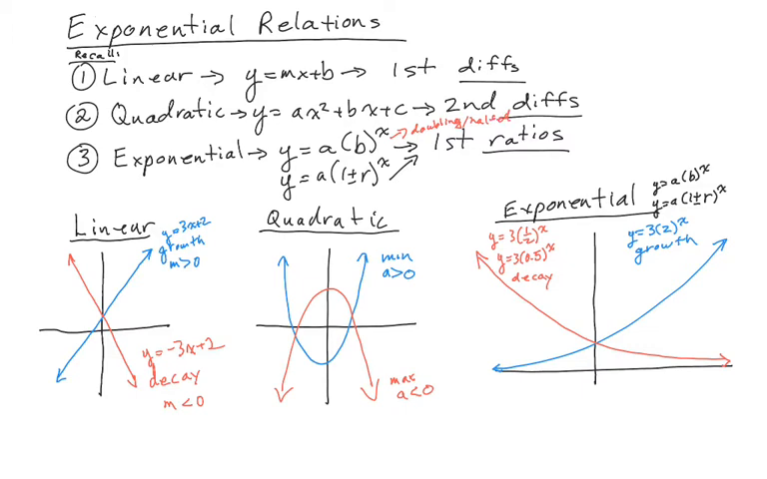Now, this last one here for our exponential is just another version of this equation, where the b has been replaced by either 1 plus r or 1 minus r, where r is the rate as a percent increase, where we add or decrease.